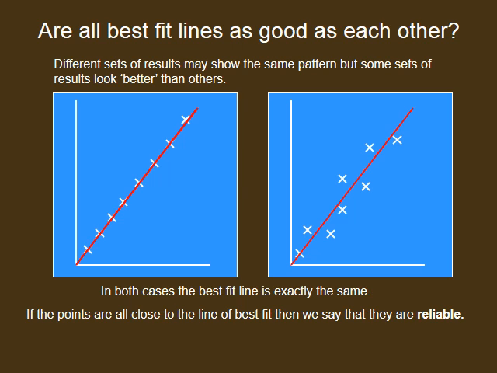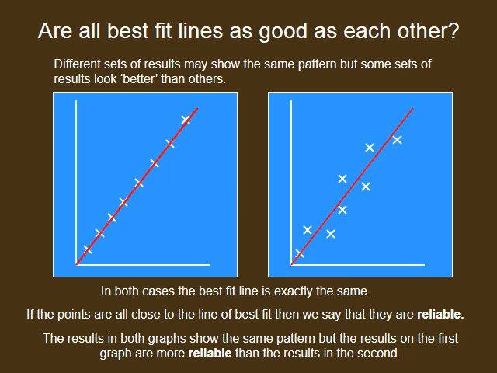So if all the points are close to the line, then we say that the results are reliable. The results of both graphs show the same pattern, but the results are considered more reliable in the left-hand case than in the right-hand case. And this could be due to systematic errors or random errors, which you need to discuss if you get this kind of data.